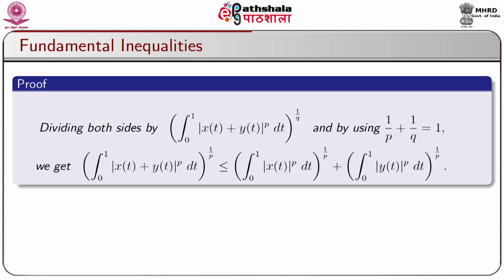Dividing both sides by the integral from 0 to 1 of |x(t) + y(t)| to the power p dt, to the power 1 by q, and by using 1 by p plus 1 by q is equal to 1, we get the integral from 0 to 1 of |x(t) + y(t)| to the power p dt, whole to the power 1 by p, is less than or equal to the integral from 0 to 1 of |x(t)| to the power p dt, whole to the power 1 by p, plus the integral from 0 to 1 of |y(t)| to the power p dt, whole to the power 1 by p. Just now, we have finished with an important inequality, namely Minkowski inequality for integrals.